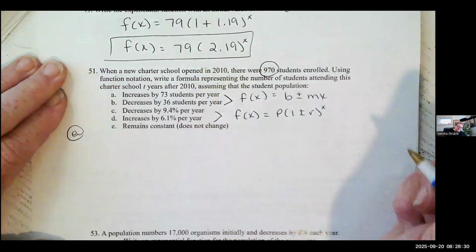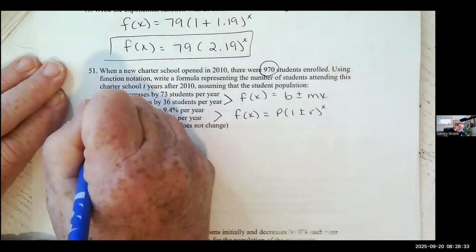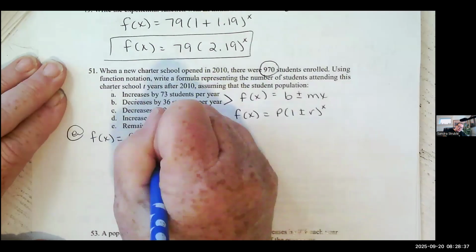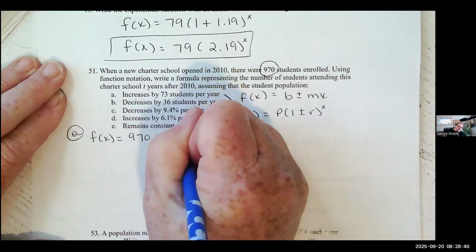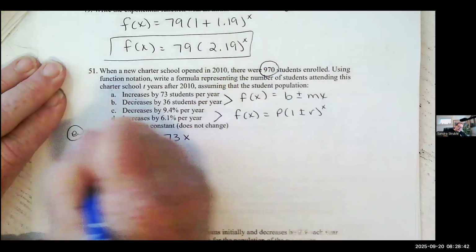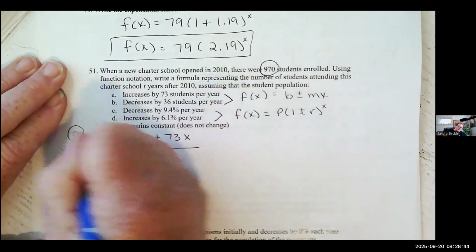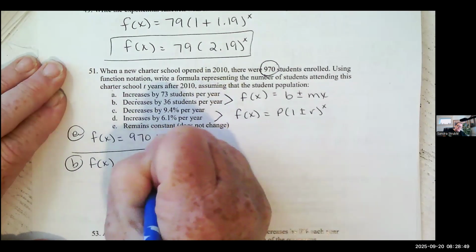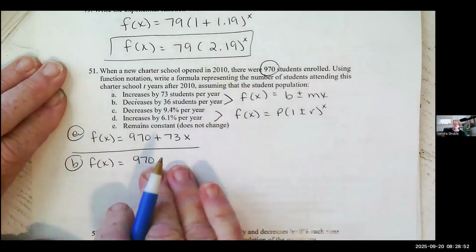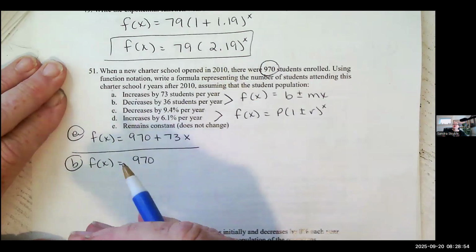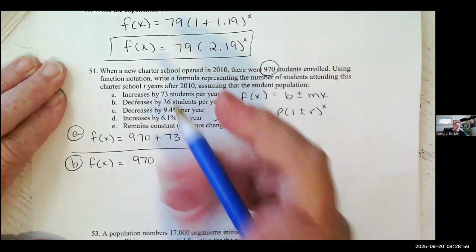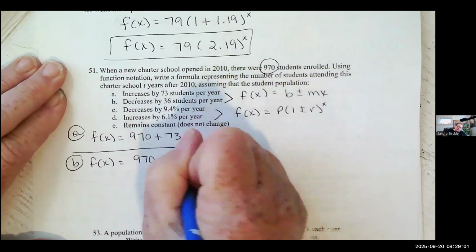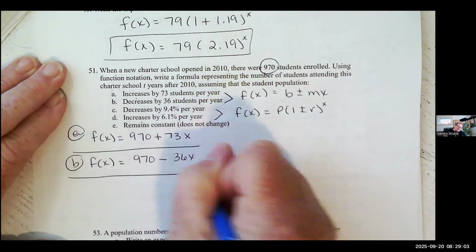So A is linear, so f of x is 970, and then it's increasing, so plus 73 students per year. There's my answer for A. B, f of x, you always start with f of x, 970, whether it's linear or exponential, you start exactly like this. And then from here, you go to linear or exponential. This one's linear as well, but it's decreasing, so it's subtracting 36 students per year. There's your answer for B.